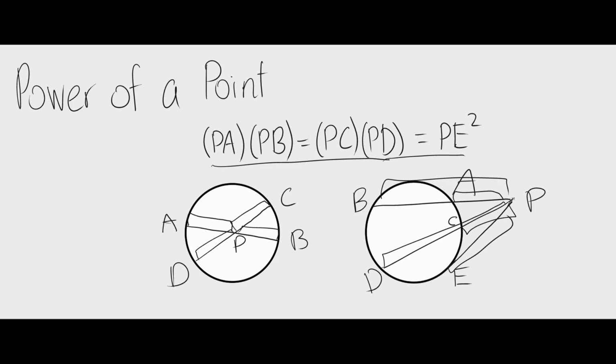A good way to make sure that you have the theorem correct is to check that all four segments in your equation contain the intersection point. So in this case, we have P as our intersection point, and in all four segments in this equation, we have P as one of the endpoints. Now let's try a problem.